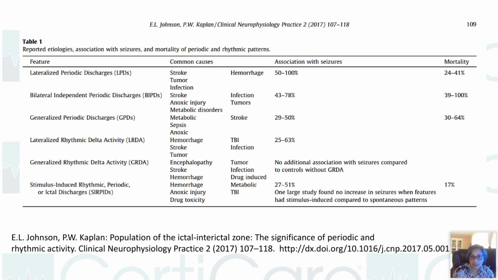Compared to LRDA, on the fourth line here, you have a 25 to 63% association with seizures. So this is a little different from what we talked about before. That's why I said it is still debatable. The community still thinks that LPDs have a higher risk for seizures compared to LRDA.